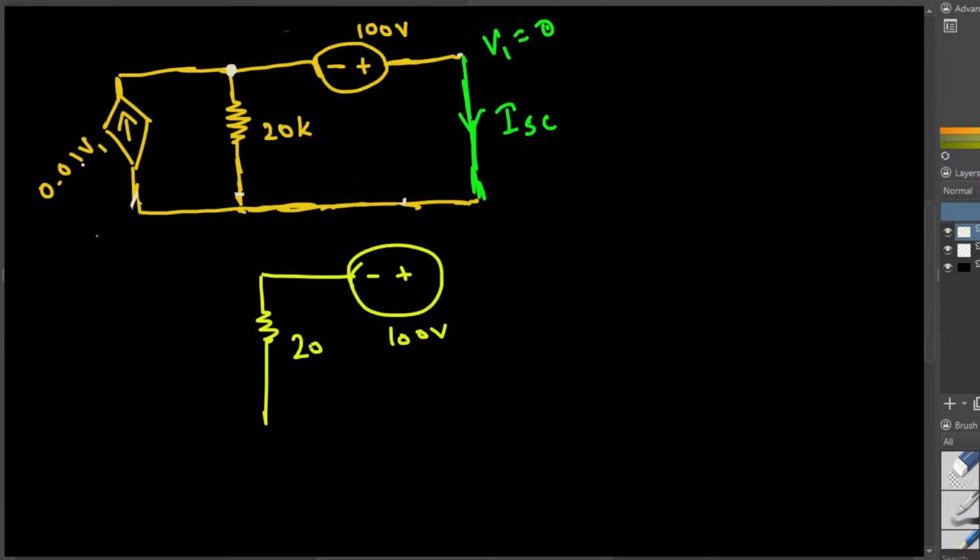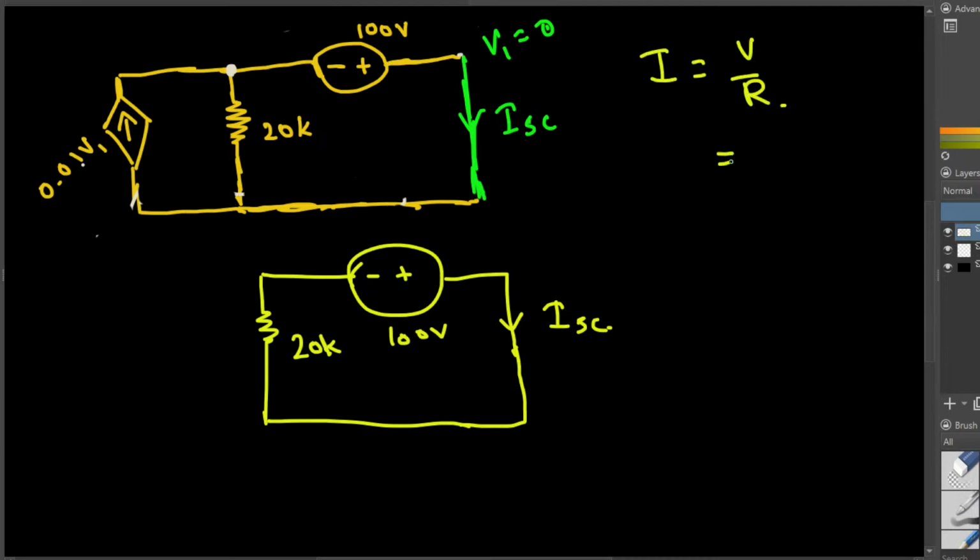We have the voltage source and this 20k ohm resistor, and we are interested in finding the short circuit current, that is ISC. This is straightforward because we have the voltage and the resistance. We can use Ohm's law: V equals I times R, so I equals V divided by R. V is 100 divided by the resistance, 20k, and if you do that we get 0.005, which is equivalent to 5 milliamperes. That is the ISC.